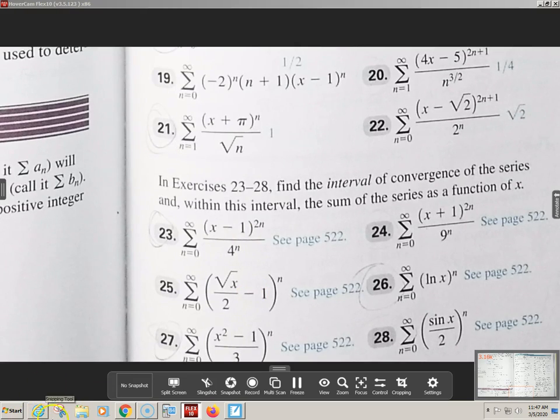So when I'm looking at 21, I'm kind of stalling because my snipping tool isn't coming up because, once again, we love technology.